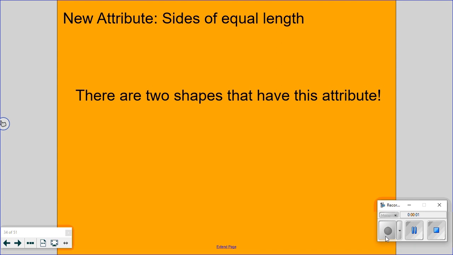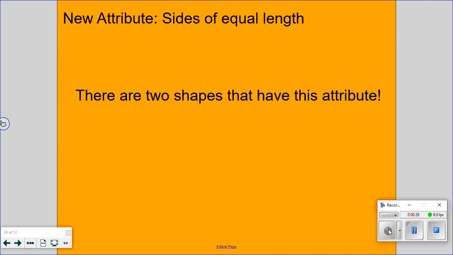The page in your math notebook. You're just writing down that top part. It says new attribute, sides of equal length. That's going to be what we're talking about today. We're going to be focusing on that new attribute, which is a shape that has sides with equal length.